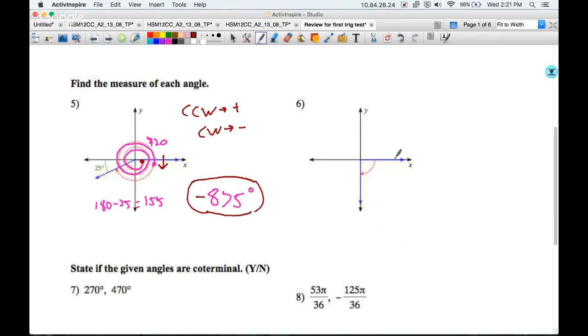All right, this one here, it's negative 90 degrees, or negative pi over 2. We started there, we rotated to there, we're going clockwise. Hopefully that one's clear.